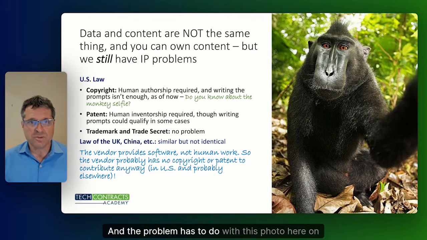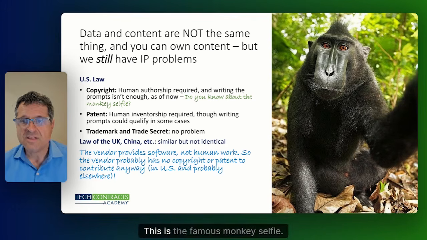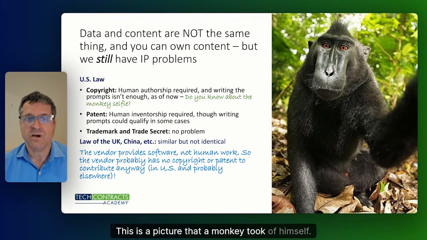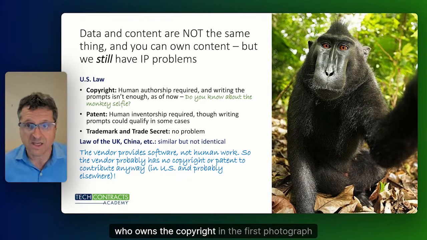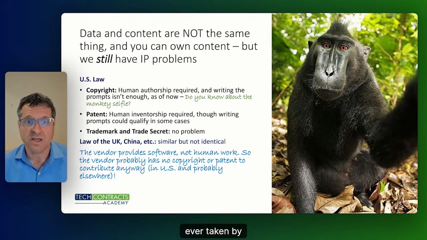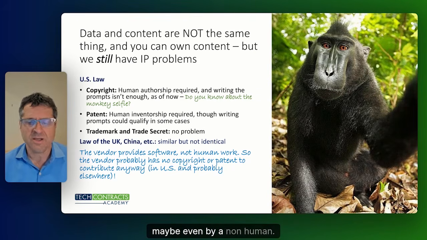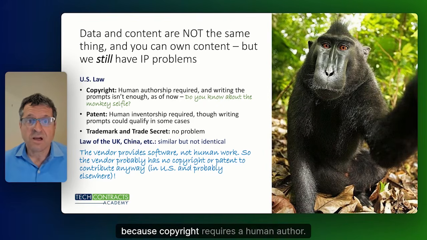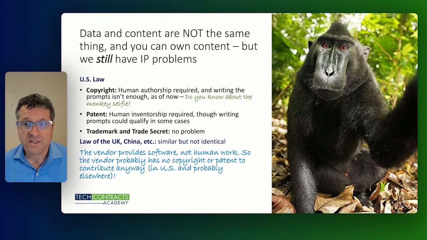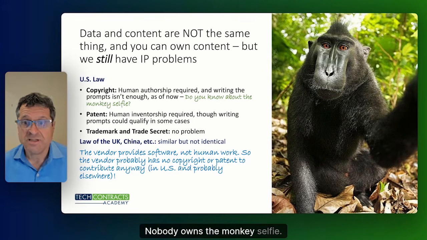And the problem has to do with this photo here on the screen. This is the famous monkey selfie. This is a picture that a monkey took of himself. And of course, there was a copyright battle over who owns the copyright in the first photograph ever taken by a monkey, maybe even by a non-human. And the outcome in the courts was nobody owns it because copyright requires a human author. And the monkey wasn't a human. Nobody owns the monkey selfie.